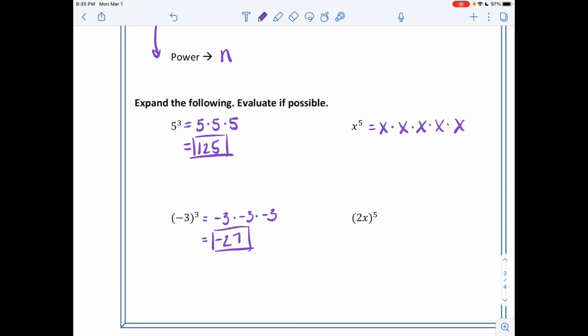And here's the one that I think gives everyone the most trouble. When we have both a number or a coefficient and a variable in parentheses and the whole thing is raised to a power, you have to raise each piece to the power. So 2 raised to the fifth power times x raised to the fifth power, and that's going to give me 2 to the fifth power. 2 times 2 times 2 times 2 times 2 is 32, and then x to the fifth power. So don't forget that when you have something in parentheses, you have to deal with the whole thing.